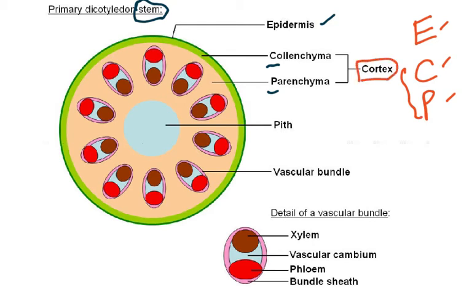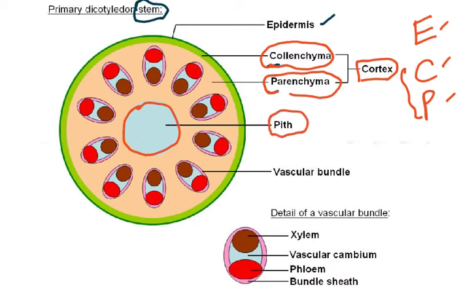The collenchyma is the outer layer, which you've got to pick out when you're looking at a slide of it. Then the major part is the parenchyma, and then the middle area, which could be hollow at times and could have cells as well, is called the pith. And then you have the vascular bundles on the periphery, and the vascular bundles have the xylem on the inside and the phloem on the outside.